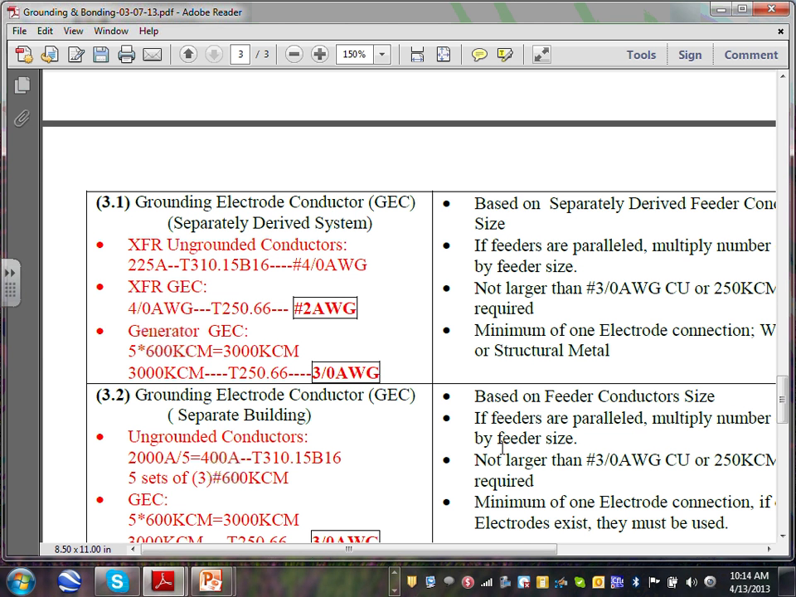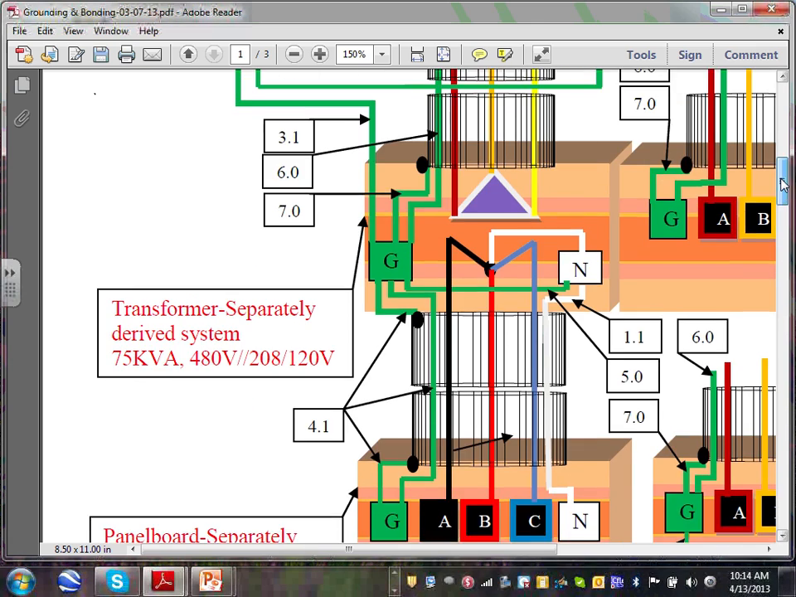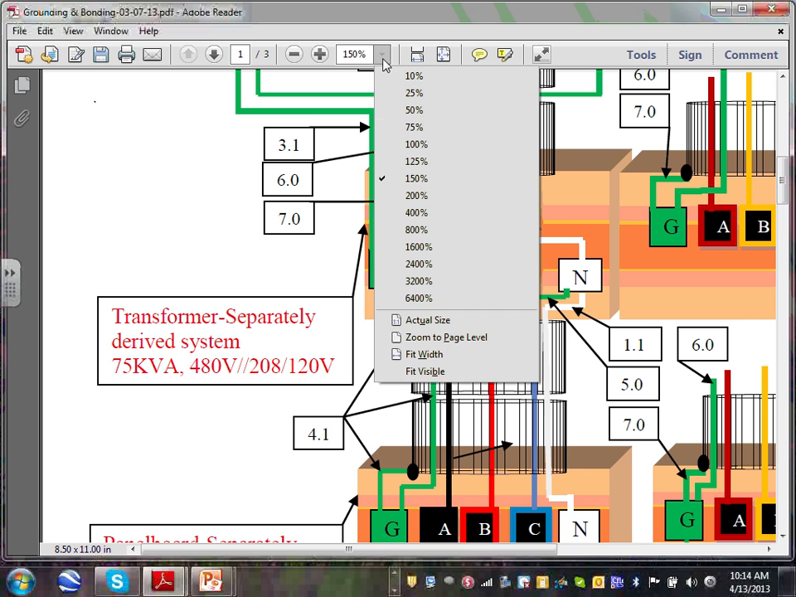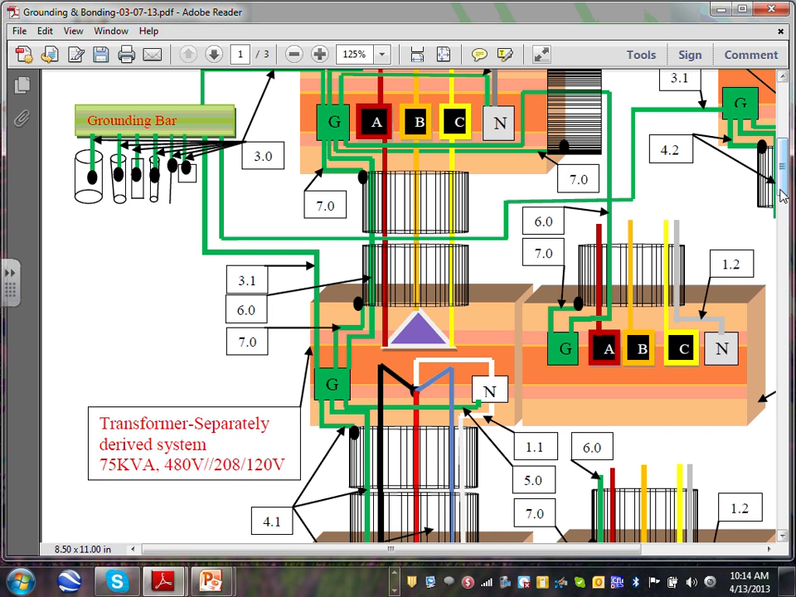Any comments, guys? Any questions about that? Any corrections? If you find something that doesn't make sense, please let me know, guys. So that's basically the magic of grounding at a separately derived system, just the transformer part of it. So you can see coming from one to another. And I like the numbering, guys, because hopefully it will help you tie into the way we do the calculation.